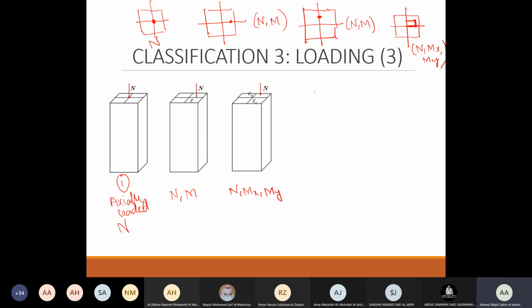So we call it axially loaded and biaxial bending. Uni is 1, bi is 2. So once again, uni is 1, bi is 2. Axially loaded, there is a load. Biaxial bending, bending refers to moments, so you have two moments.